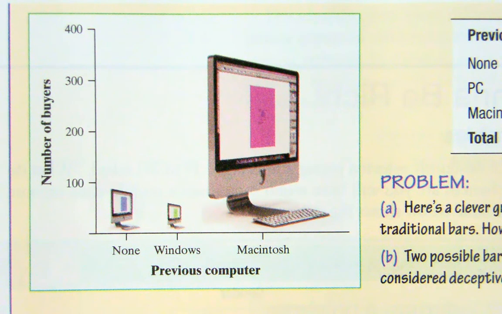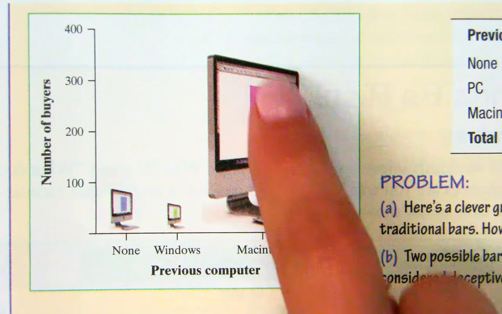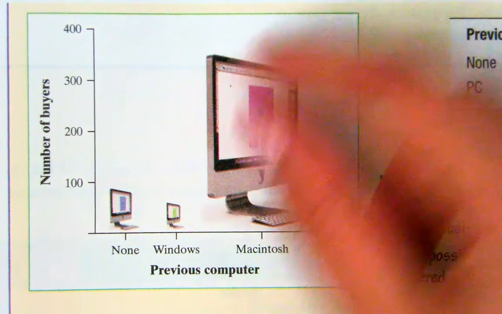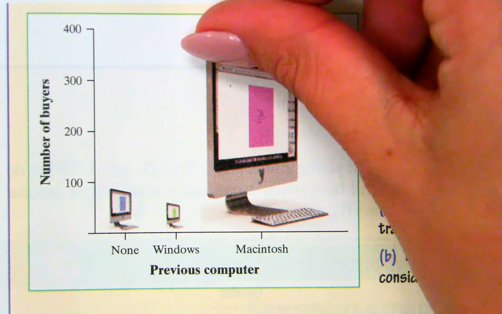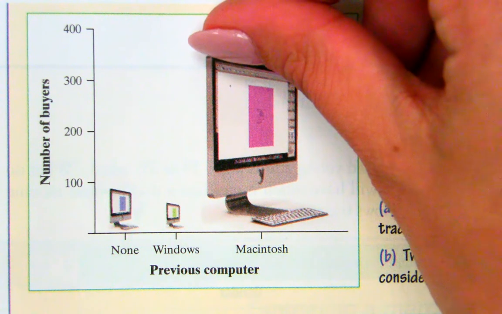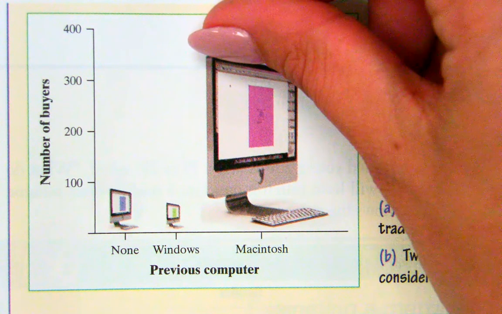Just looking at it, you would say, okay, a bunch of users are former Mac owners that are buying current Macs, which makes sense. But the way this looks, it makes it look as if it's a huge amount, when in reality it's only somewhere between 300 and 400. I'm going to assume that they're going with the top of this thing, so somewhere around 350. So about 350 buyers were previous Mac owners.